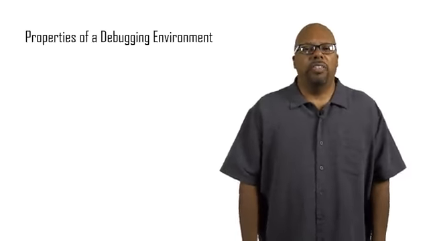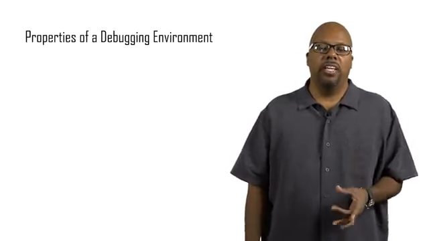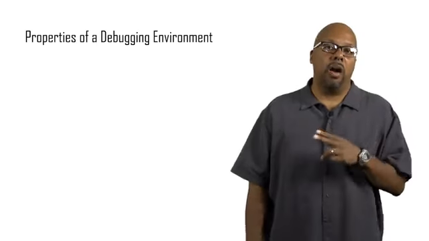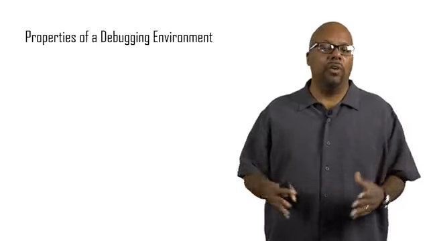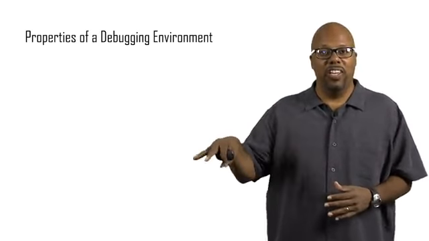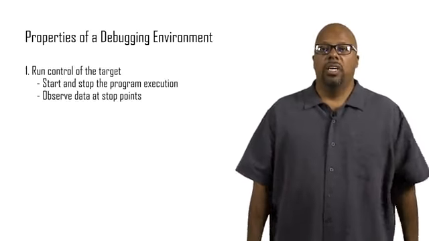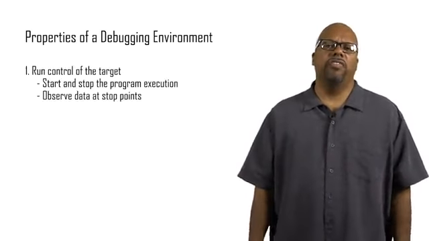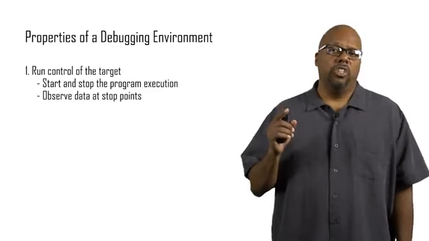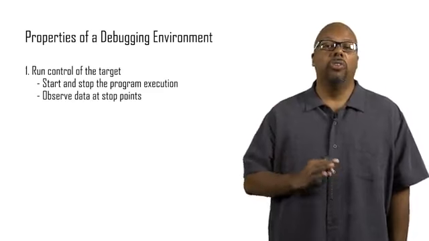Okay, so properties of a debugging environment. What would you like to have in terms of a debugging environment? What I'm talking about here is really optimal, if you're building a bigger or more complicated system, what you would like. We don't have this for the Arduino, but this is what you would like. This is what professionals have. So, run control of the target. Run control of the target is very useful. And in fact, we won't have it for the Arduino, but when you write code, you've got to have run control.